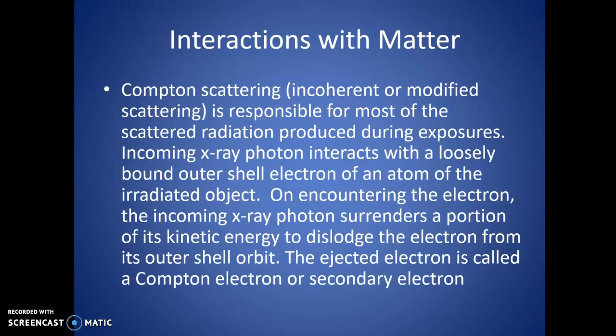Compton scattering is responsible for most of the scattered radiation produced during the exposures. An incoming X-ray photon interacts with a loosely bound outer shell electron on an atom of an irradiated object. On encountering the electron, the incoming X-ray photon surrenders a portion of its kinetic energy to dislodge the electron from its outer shell orbit. The ejected electron is called a Compton electron or secondary electron.